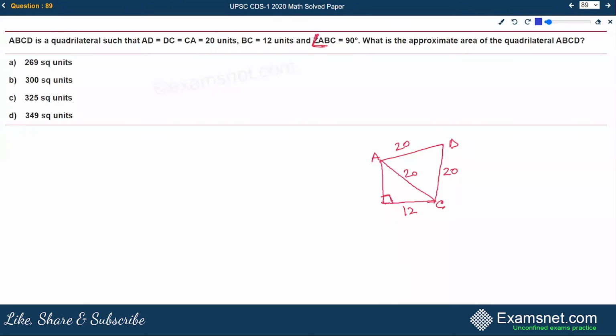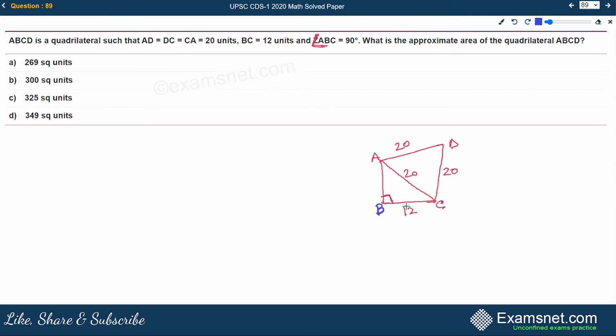In question number 89, it is given that ABCD is a quadrilateral such that AD equals CD equals CA. So I have already done the figure. These all are 20 units, whereas BC is 12 units. Let's name it BC. BC is 12 units. Okay. And angle ABC is 90 degrees. What is the approximate area of the quadrilateral ABCD?